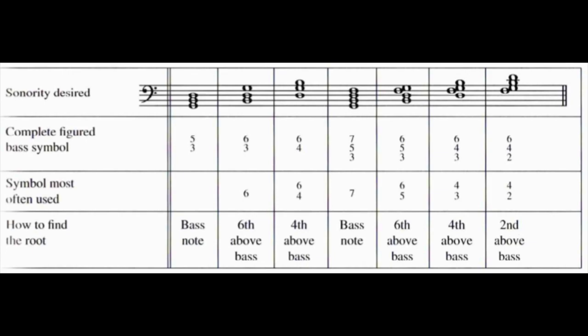You can always count the intervals, but the best thing is just to work on memorizing what each one of those are, to know that 6 is a first inversion triad, 6, 4 is a second inversion triad, 7 is a root position seventh chord, 6, 5 is a first inversion seventh chord, 4, 3 is a second inversion seventh chord, and 4, 2 is a third inversion seventh chord.